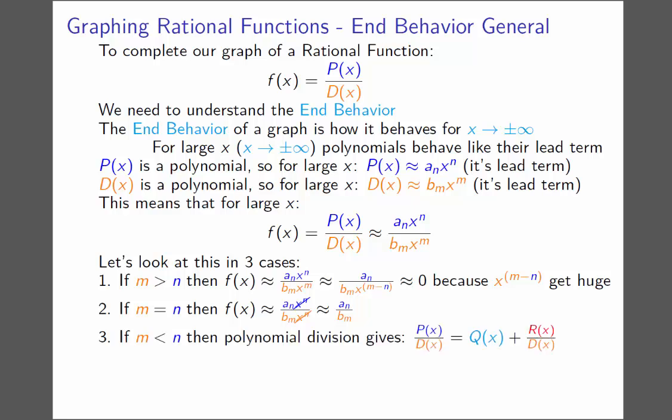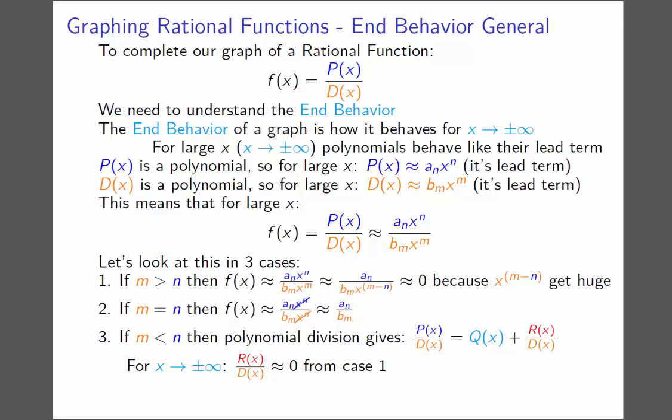In the last case, when m is less than n, and the degree up top is bigger than the degree down bottom, then we can use polynomial division and rewrite this as some other polynomial q of x plus r over d, a remainder, whose degree is less than d. Now, for x going off to positive or negative infinity, r of x over d of x just looks like 0, because the remainder has a smaller degree than the divisor d.